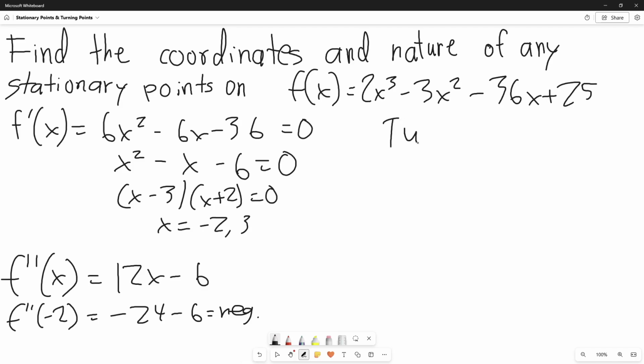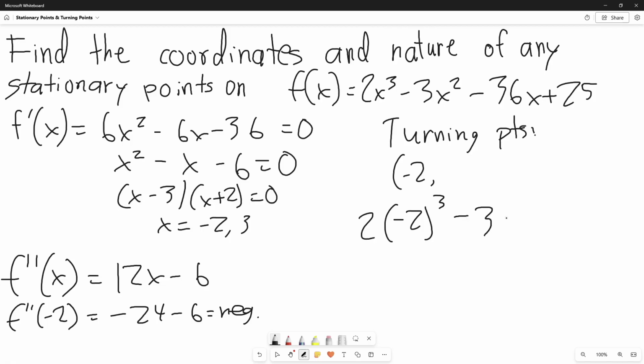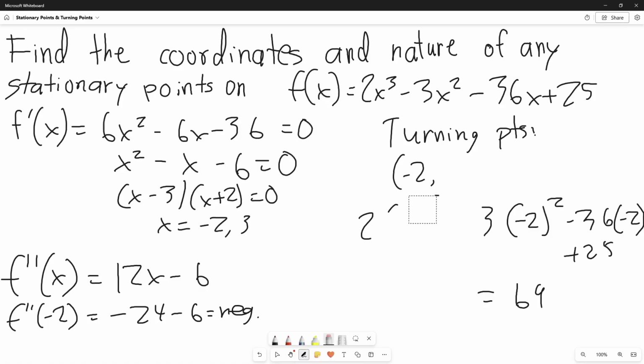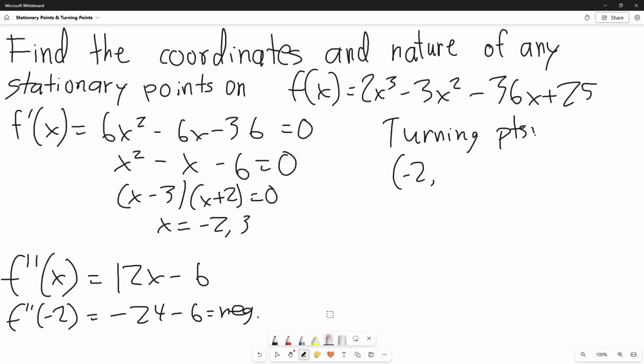So, turning points. First one is at -2, comma something. And to find the y value, you plug in -2 into here, which is 2 times -2 cubed minus 3 times -2 squared minus 36 times -2 plus 25. If you do the math, you get 69. So the y value at -2 is 69, and it is a maximum.